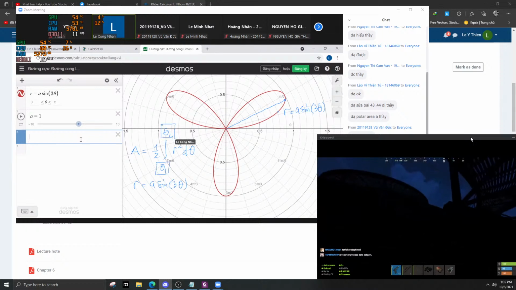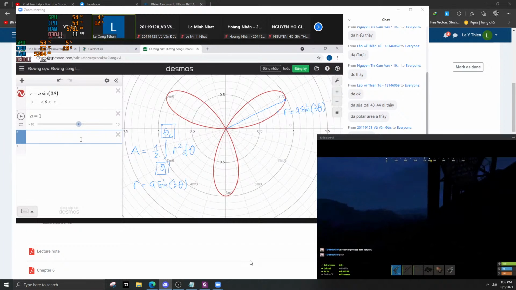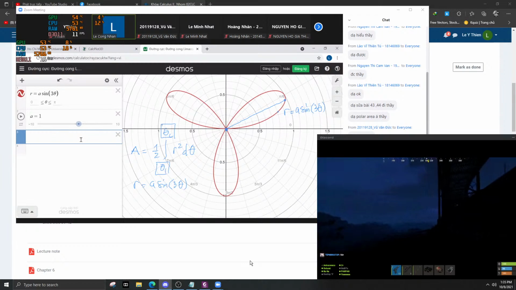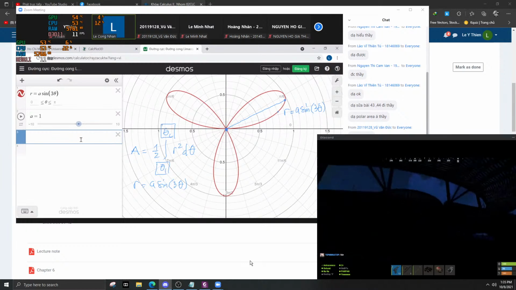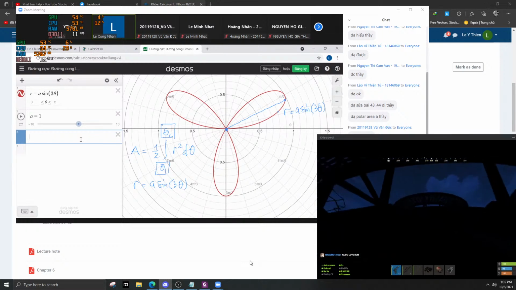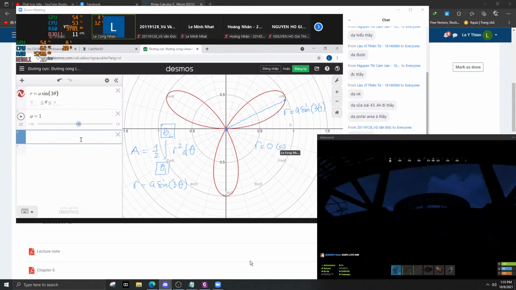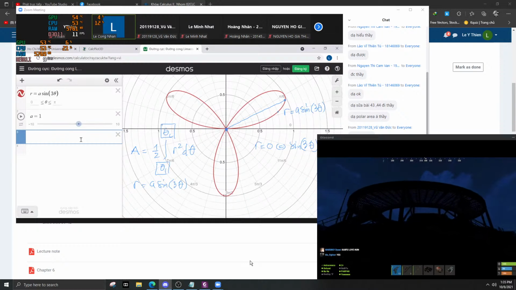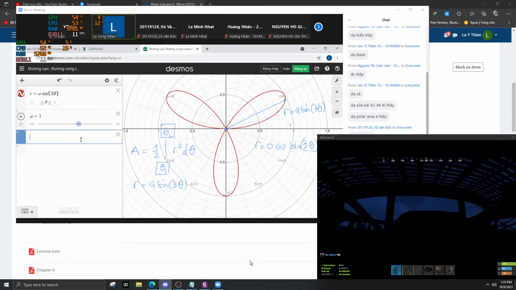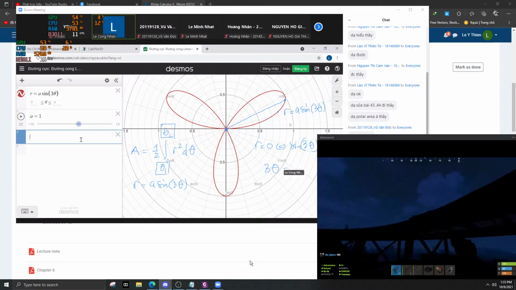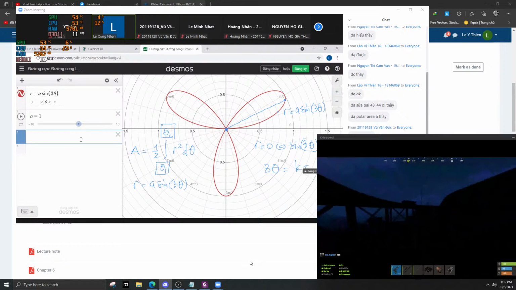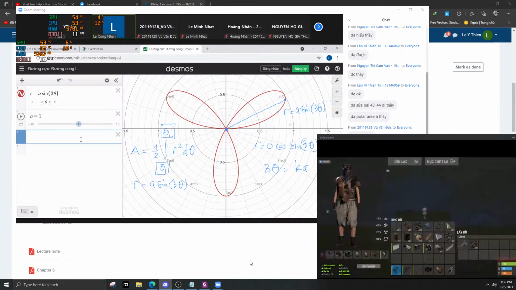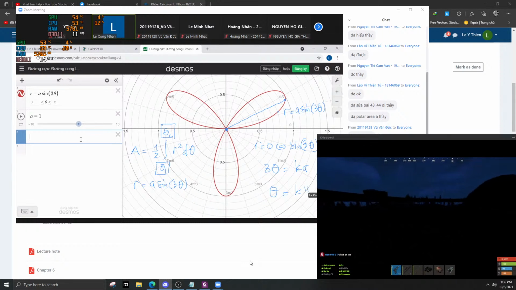To find theta 1 and theta 2, we notice that because this curve contains the pole, we need to solve the equation r equals 0. So we have r equals 0 when sine of 3 theta equals 0. Sine 3 theta equals 0, so we get 3 theta equals k pi. So we have theta equal k pi over 3.